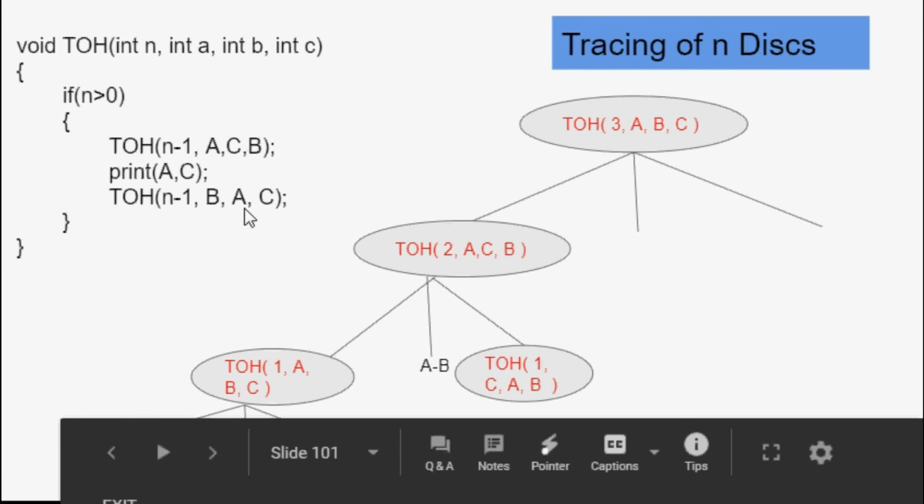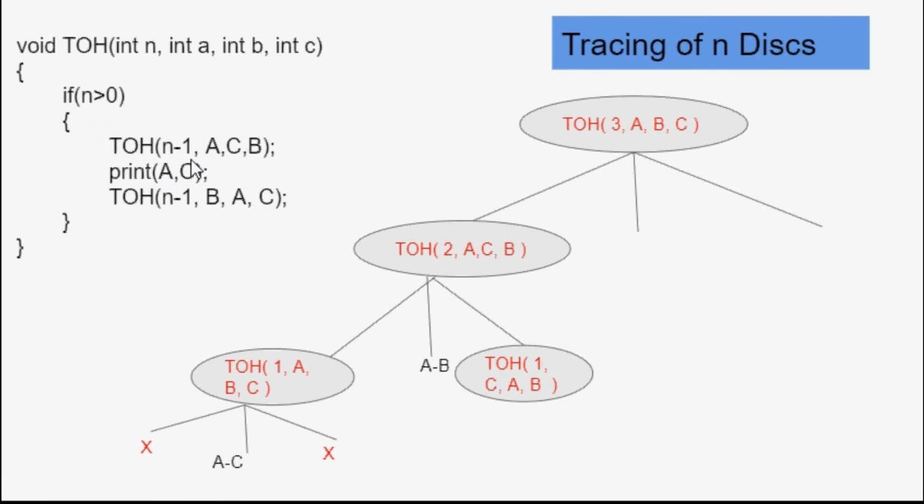Again, when you try to execute this step, that is the n-1 recursive call, you are going to get nothing, because n-1 will give me 0. I can't make an implementation for 0. Okay. The next thing would be A comma C.